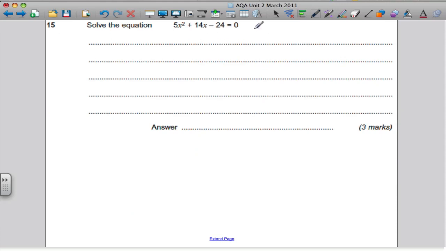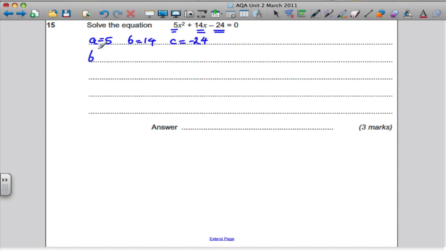Solve the following equation. Well, what we're going to do here, we've got a quadratic equation. In order to solve it, I can try and factorise, I can use the formula, or I can complete the square. For a change, I'm going to use the quadratic formula, because the numbers are quite big here. Because there's a 5, a 14 and a 24, trying to factorise might be quite difficult. So you know what I'm going to do? I'm going to state my A is 5, my B is 14, and my C is negative 24.